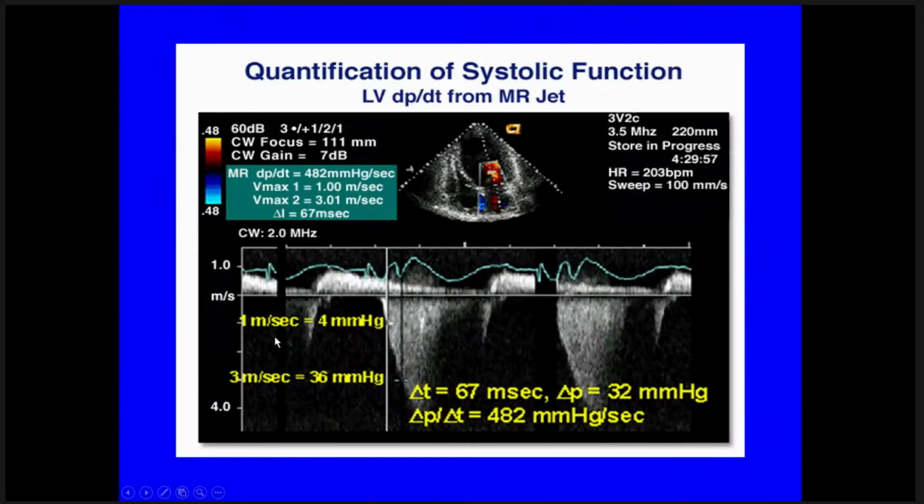Let me take you through an example now of how to apply these principles and determine the rate of pressure change during systole, the dp/dt. The higher the value, the better the systolic performance. It's not the gold standard of pure LV systolic contractility, so to speak, but still is a useful index. So we look at the pressure gradients at 2 time points. The first one corresponding to a velocity of 1 meter per second, the second one corresponding to a velocity of 3 meters per second.